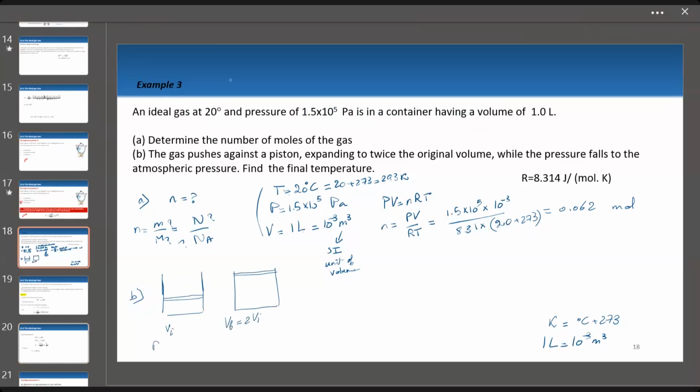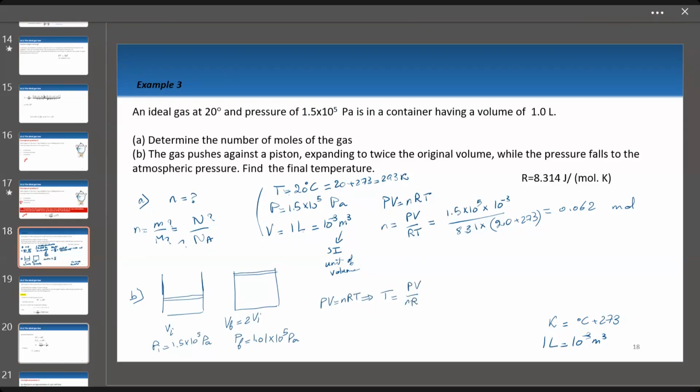So, okay, P initial was 1.5 times 10 power 5 Pascal. P final is the atmospheric pressure, which should be given to you in the exam, but usually we use the tables in the book when we're doing problem solving. The atmospheric pressure is 1.01 times 10 power 5 Pascal. We want to find the final temperature. Okay, I'll use the ideal gas law again. PV equals nRT, which means that T is PV over nR.